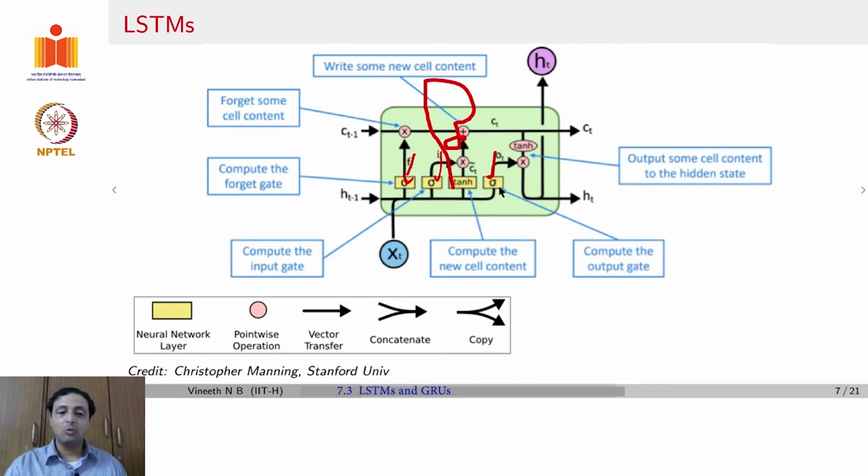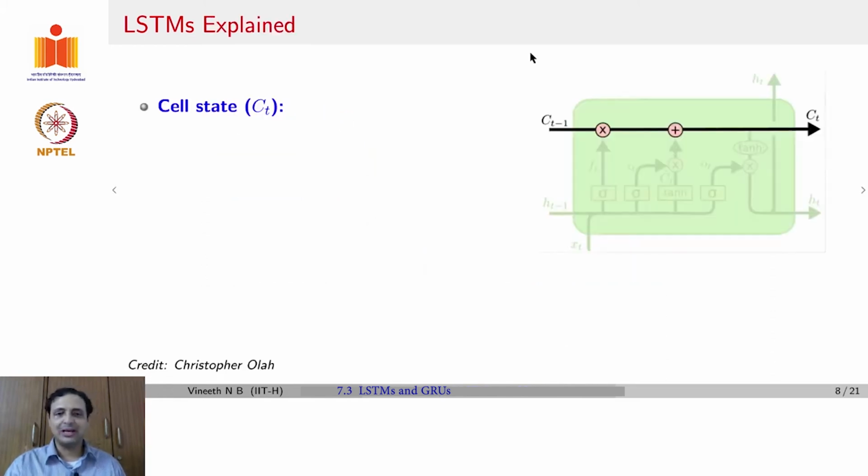And finally, there is an output gate which decides how much of the cell state should be exposed as the hidden state. So cell state is denoted as C sub t, and the hidden state is denoted as H sub t, and a part of the cell state is revealed as hidden state to the next time step as well as an output of the cell for further processing. Let's see each of these in more detail.